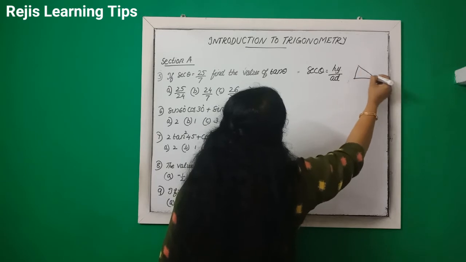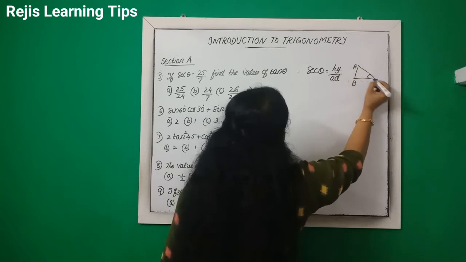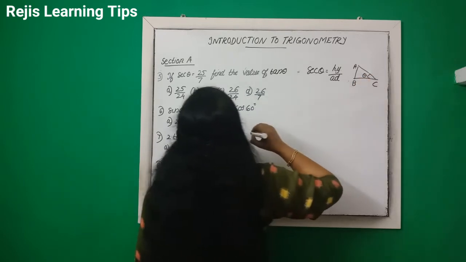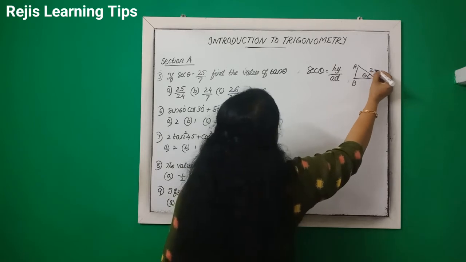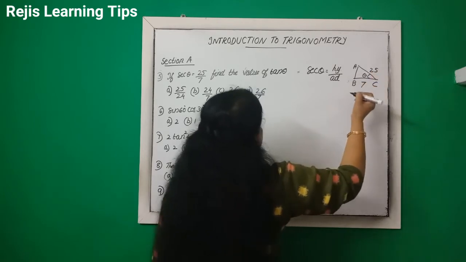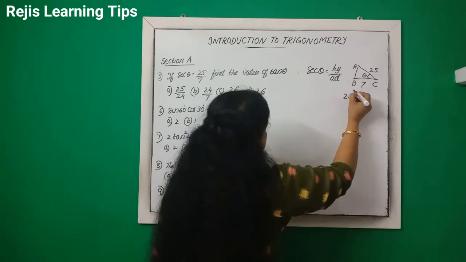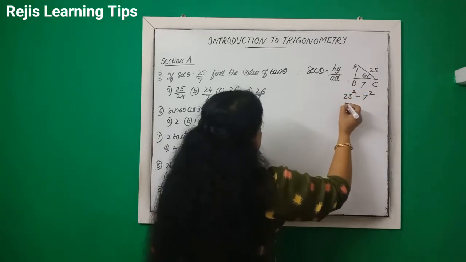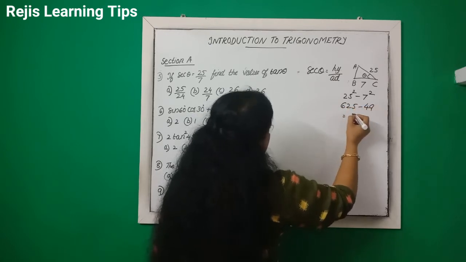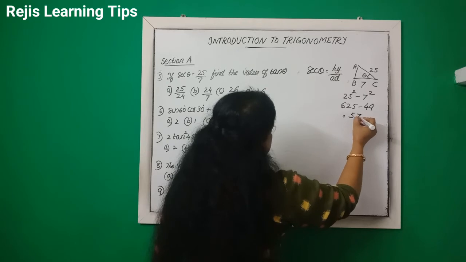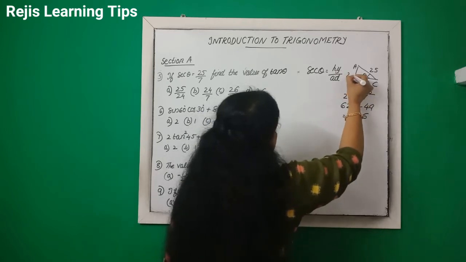So, this is the triangle ABC, right angle at B, and this is theta. So, hypotenuse that is 25, then adjacent side that is 7. Then we should find the opposite side: 25 square minus 7 square. 25 square means 625 minus 49, that is equal to 576. Root of 576 is 24.